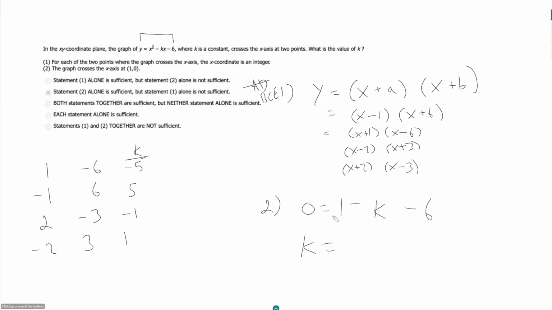negative 1, then add 6 to that, 5. So that's this guy here. But here, that's the only possible value for k. So this statement here is sufficient, B.